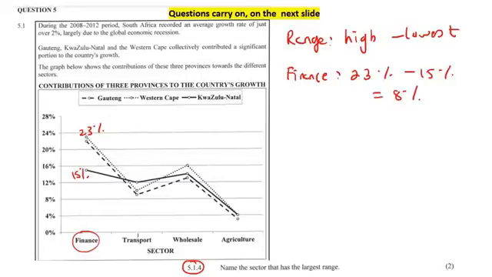Like if you look at the transport sector, here's the highest, and there's the lowest. See, so that difference is not that high. If you look at wholesale, if you look at the highest and you look at the lowest, there's not much of a difference. And then if you look at agriculture, there's the highest and there's the lowest. And if you look at the difference, there's not much over there. Okay, so the answer is definitely going to be finance.